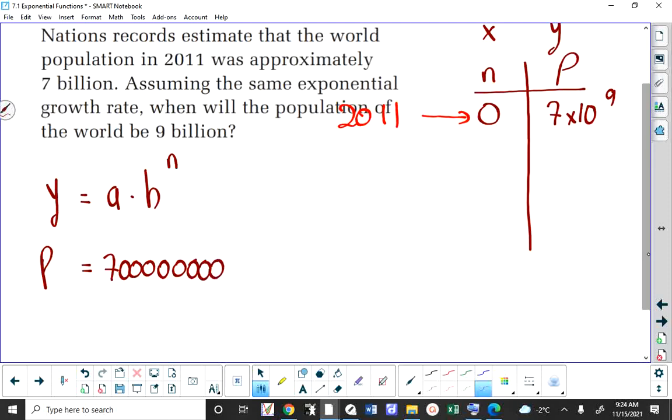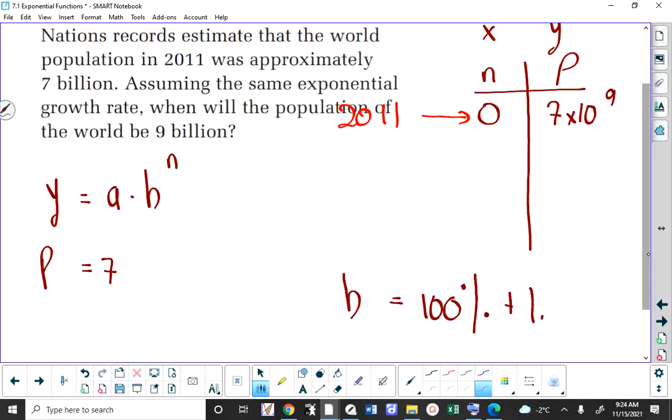And you know what? Why don't we just put 7? Why don't we just say that this is going to be the population in billions? We can do that. Times, we're going to have to put in here for the base the number that things get multiplied by regularly. If you want to put 7 with 9 zeros, you can. We have to figure out what b is. Well, b is going to be 100% plus 1.27%.